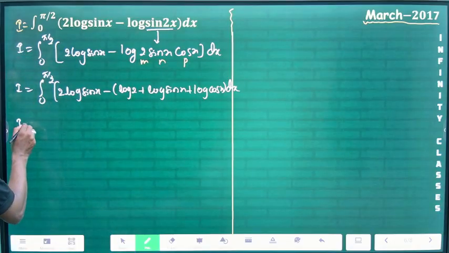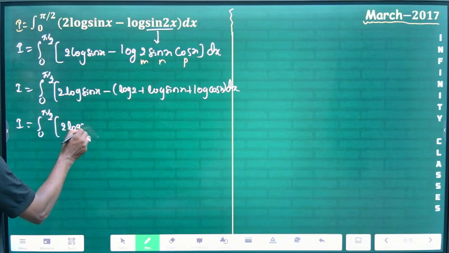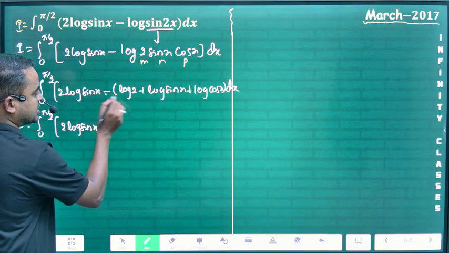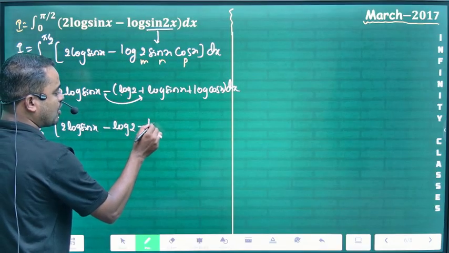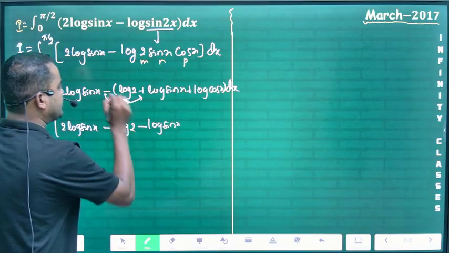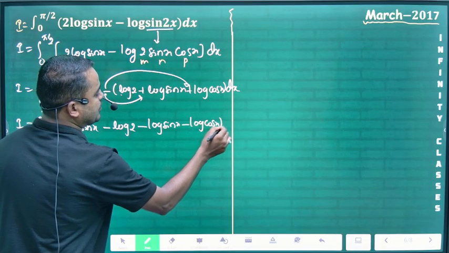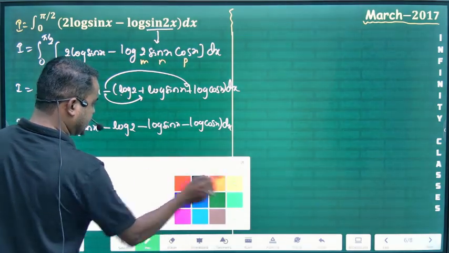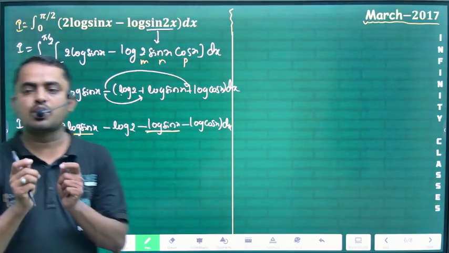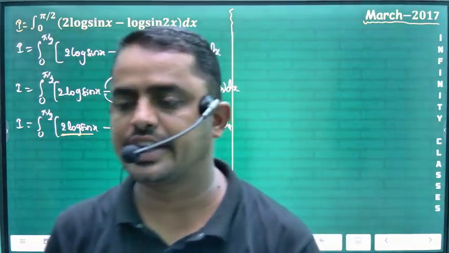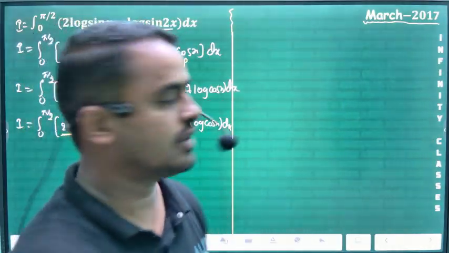Then I is equal to the integral from 0 to 5 by 2 of 2 log sin x. Now open the bracket and multiply: minus log 2, then minus into plus, that is minus log sin x, then minus into plus, minus log cos x, dx. Now see here, 2 log sin x minus log sin x is log sin x, it will remain.